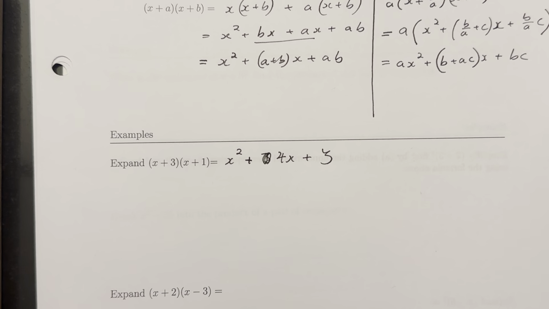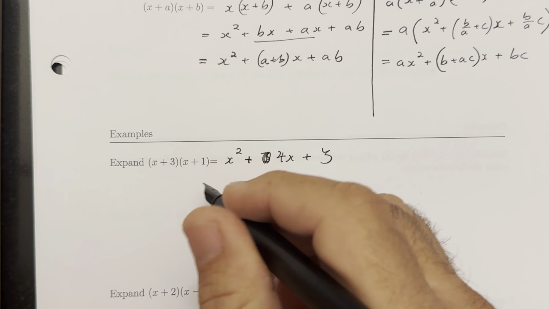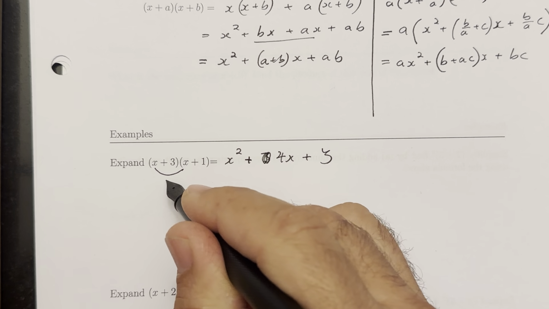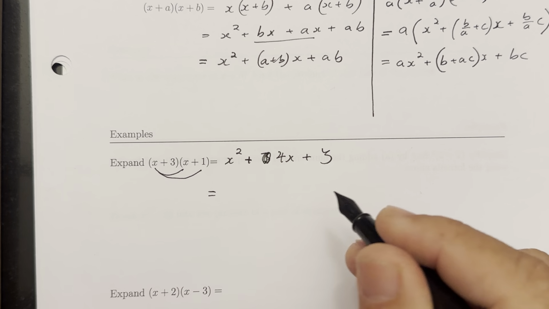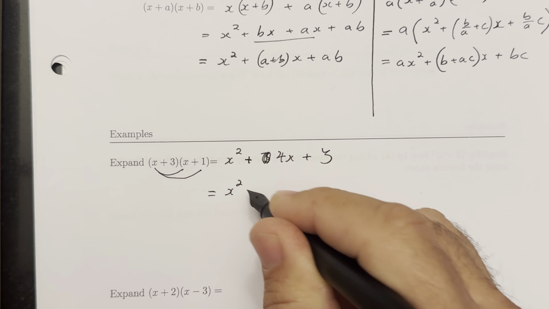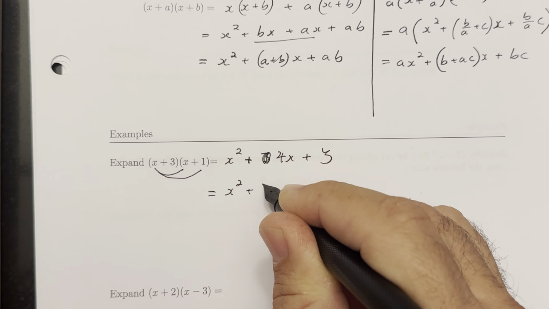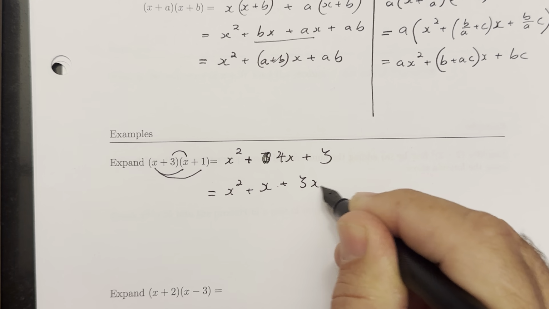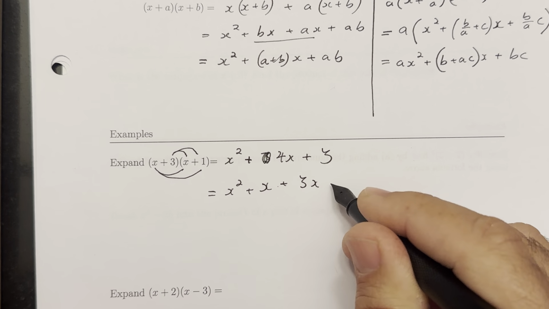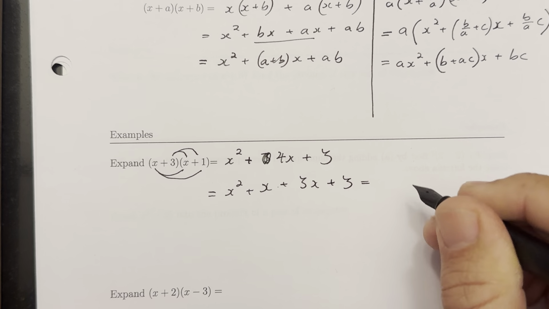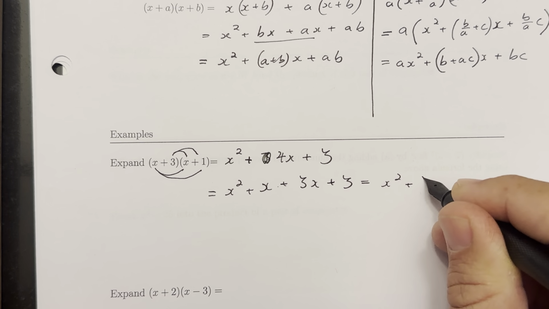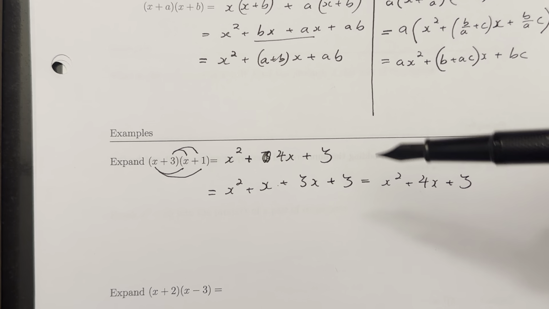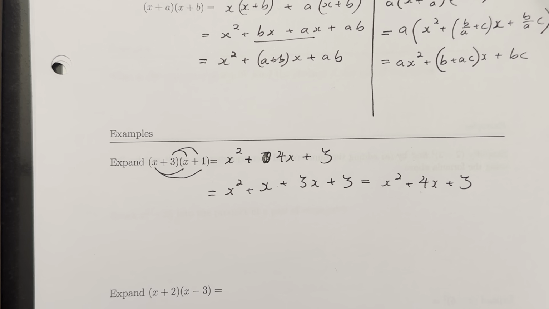If you're not comfortable with that, we could just go back to multiplying all the terms, right? And so we go x times x plus x times 1, right? So we've got x squared plus 1 times x. And then we do 3 times x, and then we do 3 times 1, which will again get us x squared plus 4x plus 3, right? Whichever way you feel more comfortable working this problem, that's the way you should do it.